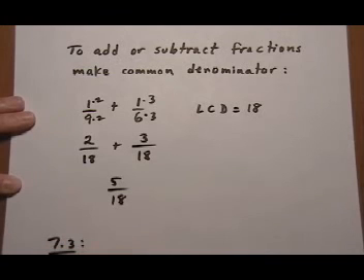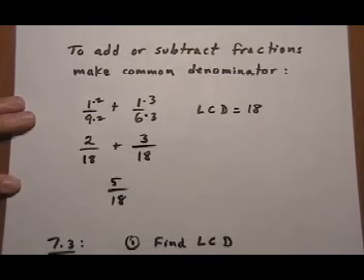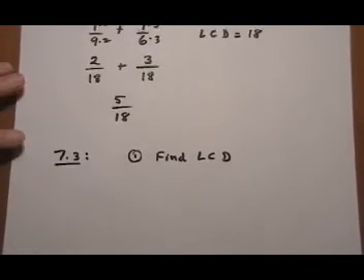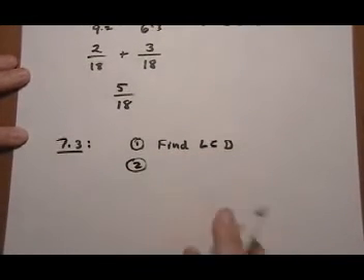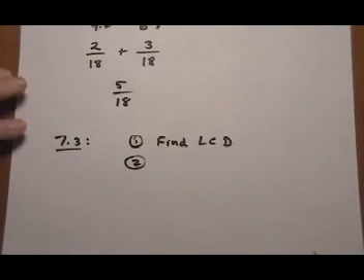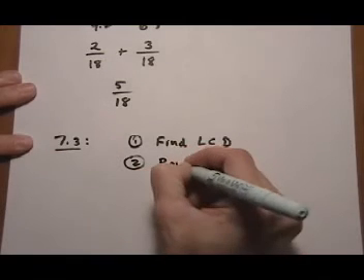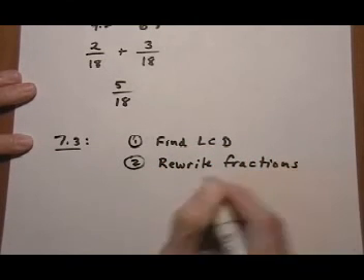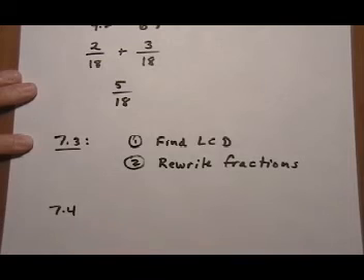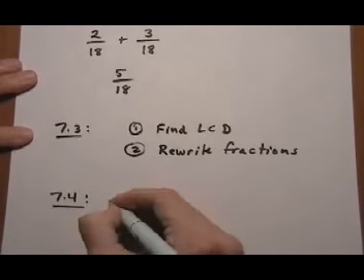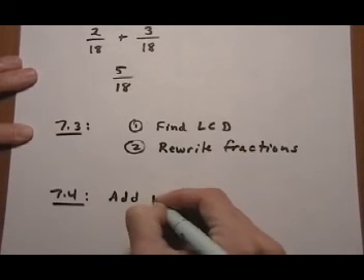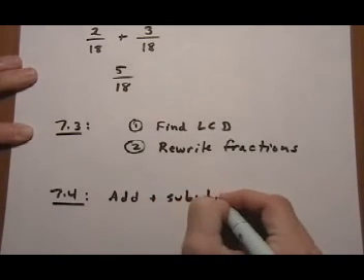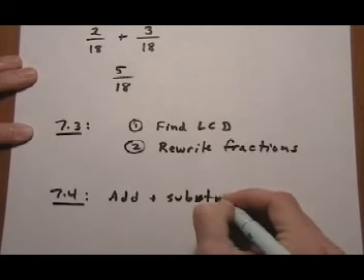In 7.3, we're going to learn how to, first of all, find the LCD if you're given some algebraic fractions. And we're also going to learn how to do the rewrite step, which we did up here. Rewrite fractions. And then in 7.4, we'll actually do the adding and subtracting fractions. Oops. Subtract. There we go.